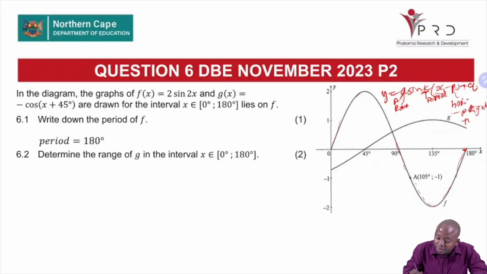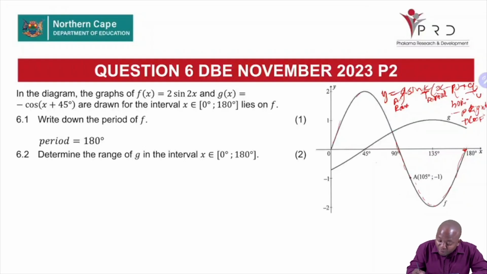Then plus p, it will mean what? Left. Then you come back to q. Q is a vertical shift. So plus q means up, minus q means down. So in this case, remember the period for the sine and cos is 360. So in this case, it's going to be 360.